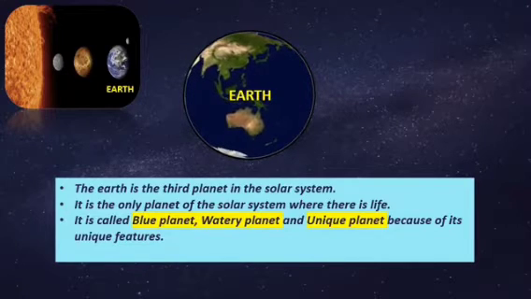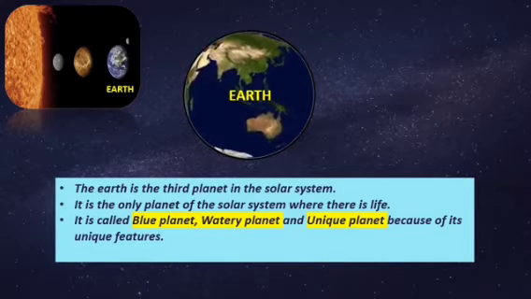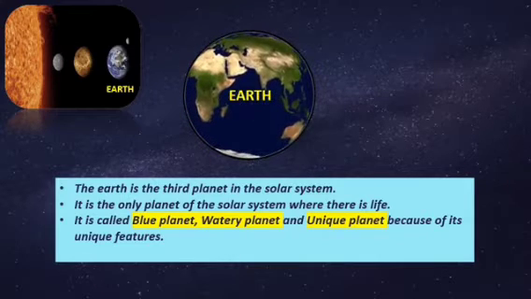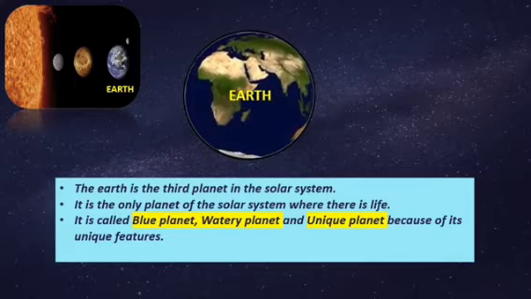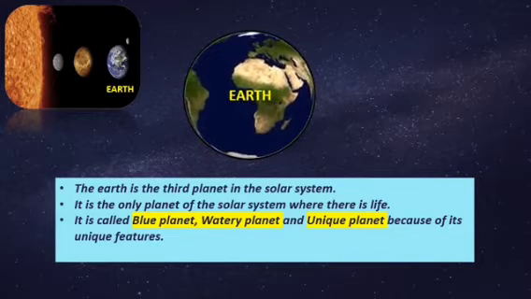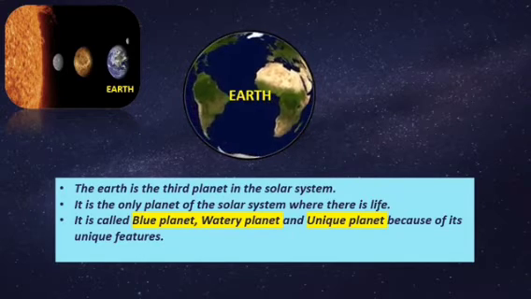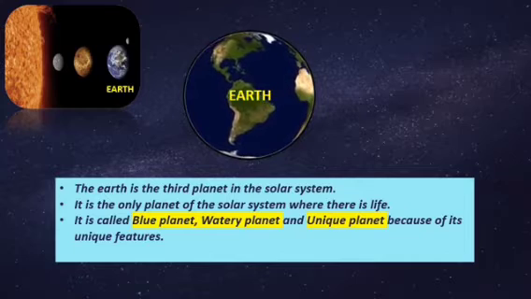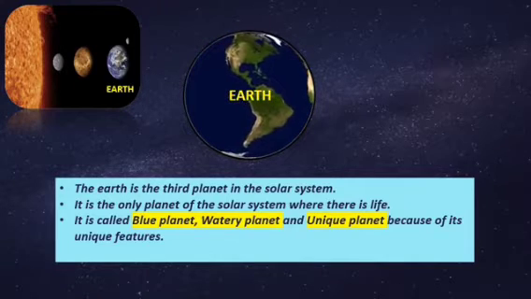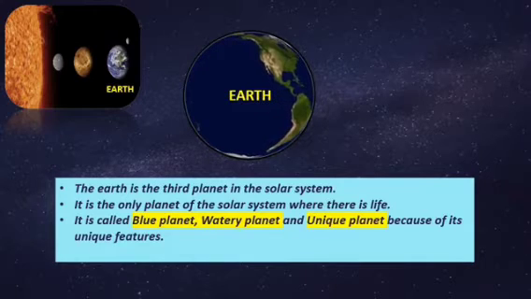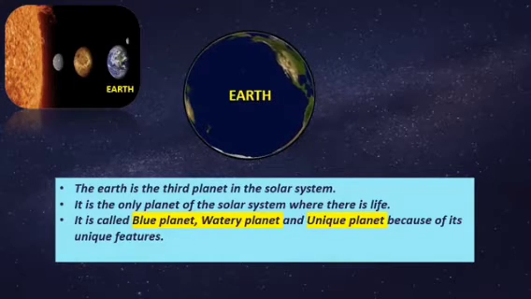Why our Earth is called blue planet? The surface of the Earth appears blue due to water bodies present on it. It is called watery planet because more than 3/4 of the Earth, or 70% of the Earth, is surrounded by water bodies. It is also called unique planet because of its unique features.